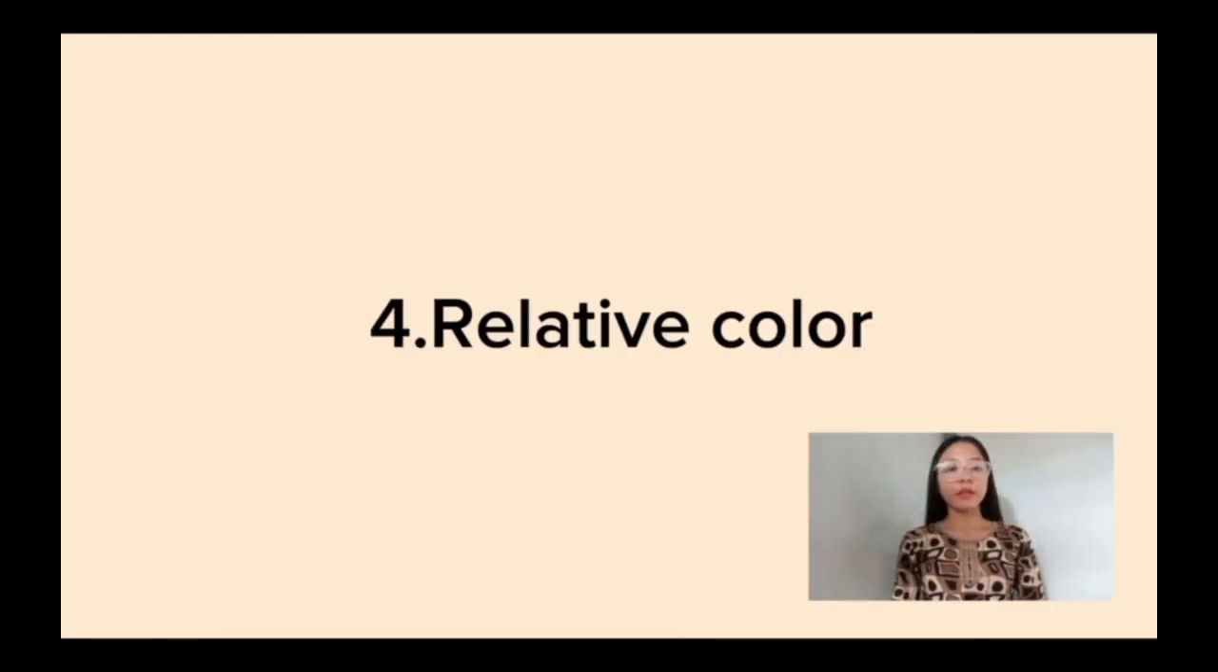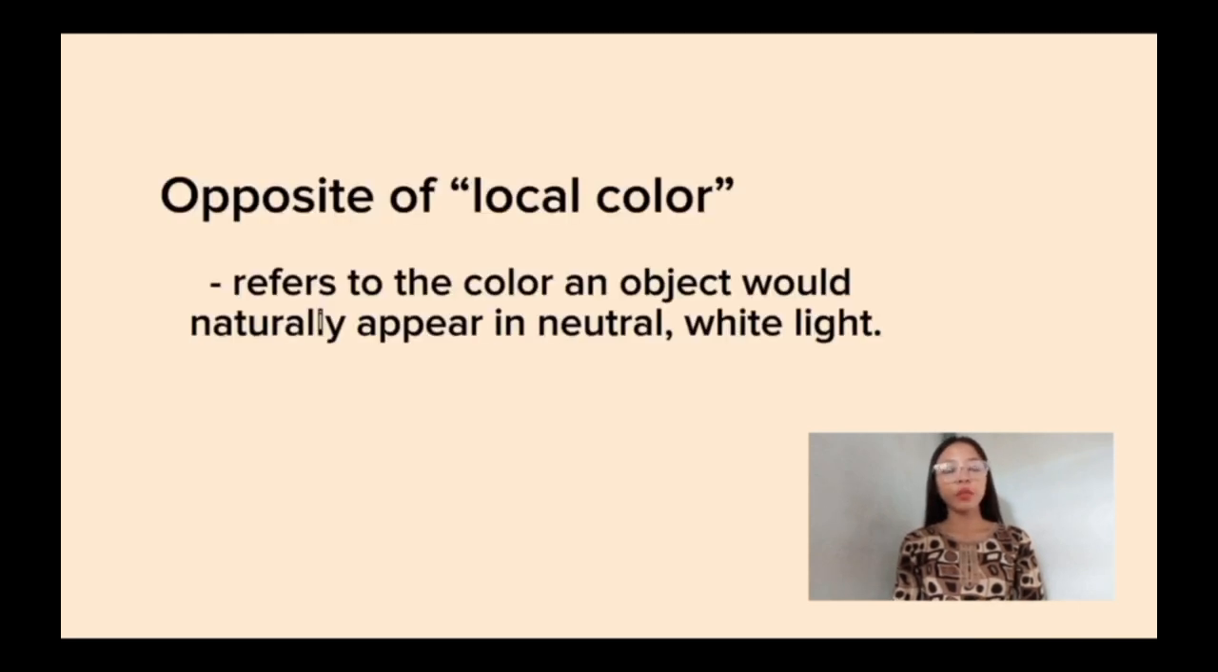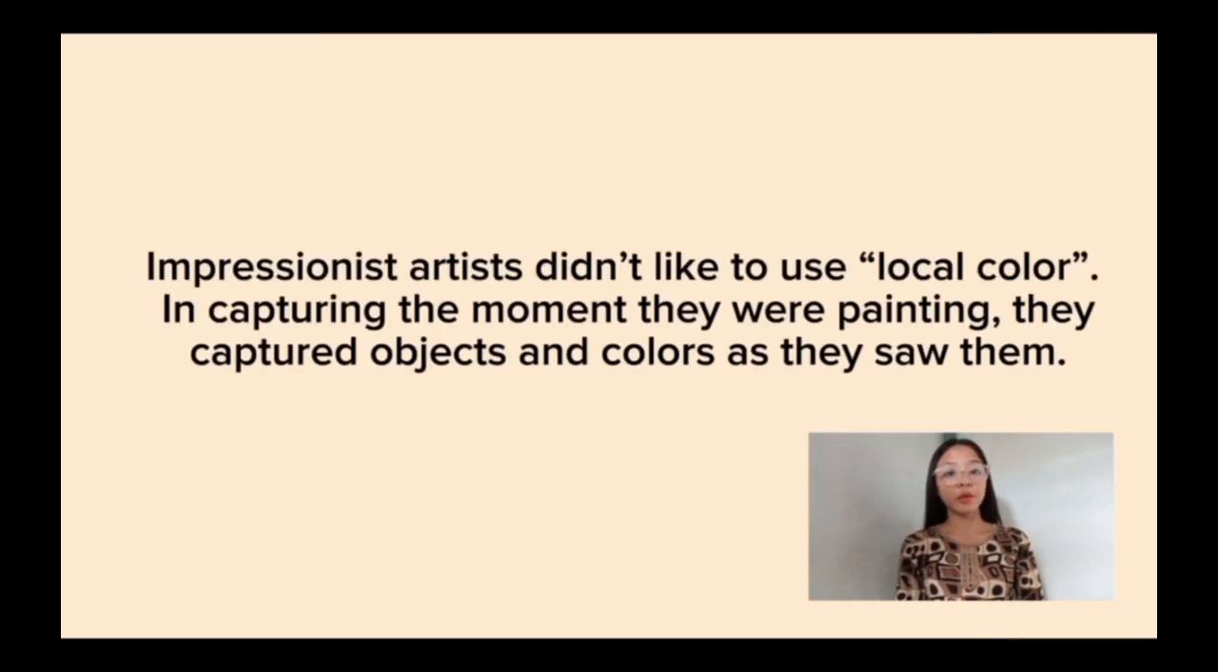The use of relative color is the fourth characteristic of Impressionism art. This is the opposite of local color. The term local color refers to the color an object would naturally appear in neutral white light. The colors we commonly associate with objects can also be considered a form of local color. For example, the sun is yellow, the grass is green, the sea is blue. Impressionist painters disliked using local color in capturing the moment they were painting. They painted the scene as they saw it.